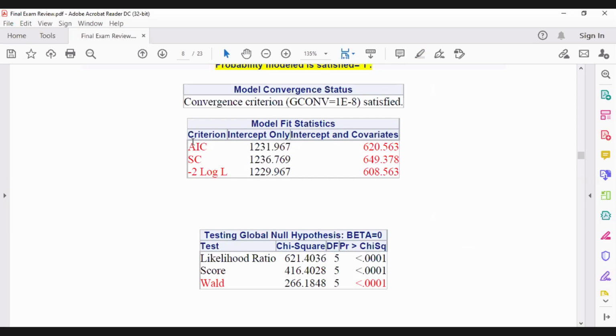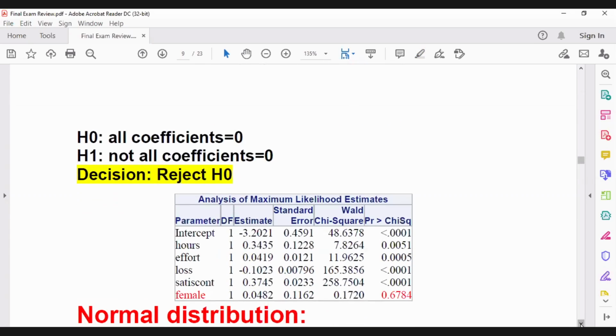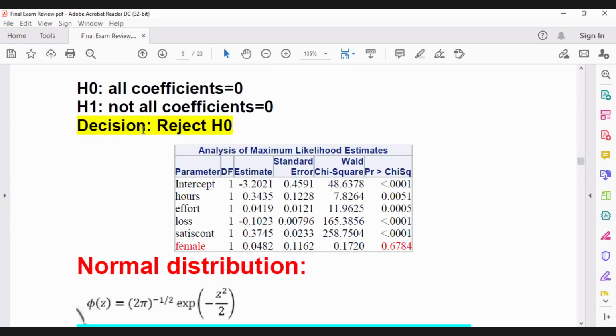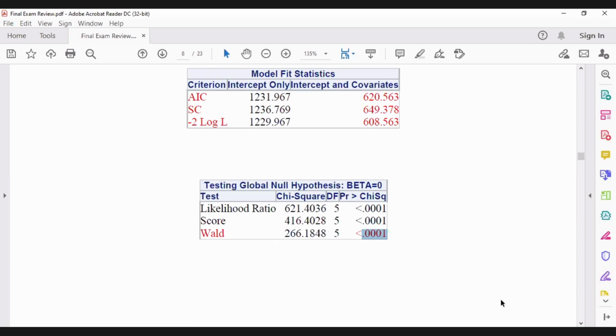So for the full model, we got Akaike, we got Schwarz, and we got the maximized log likelihood. And we got also the Wald p-value is less than 5%. It means that the model is highly significant, meaning that at least one of the explanatory variables' coefficients is different from 0. So the decision rule is to reject H0 since the p-value, this one, is less than 5%.